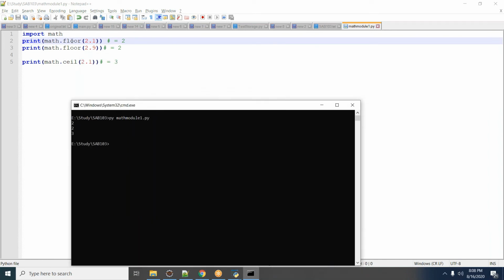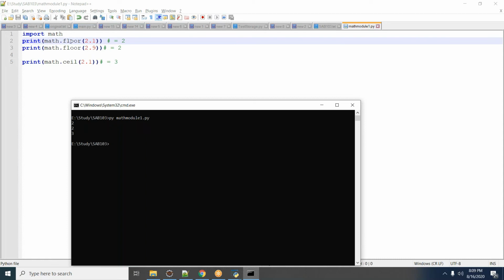Here it is giving the floor of 2.1. It means the value before 2.1, so the value is 2. Floor of 2.9 is also the value before 2.9, which is 2. Ceil of 2.1 means the complete value after 2.1, which is 3. So this floor and ceil function is found in the math module.